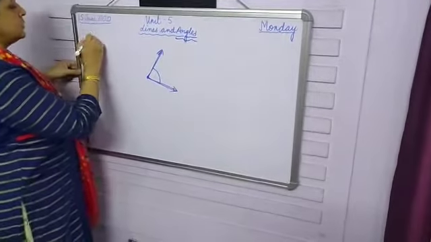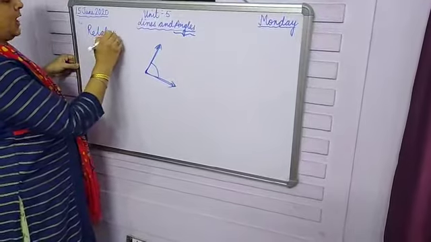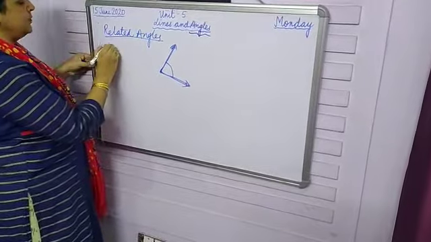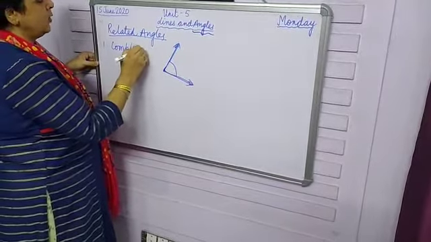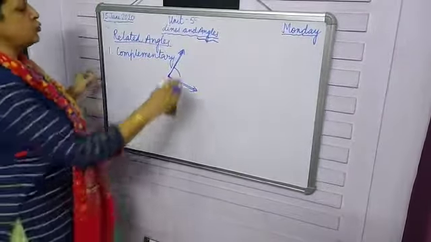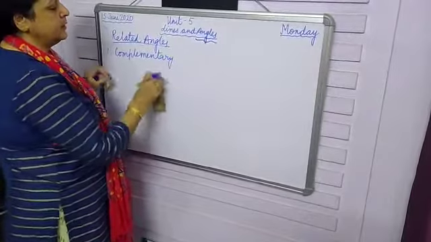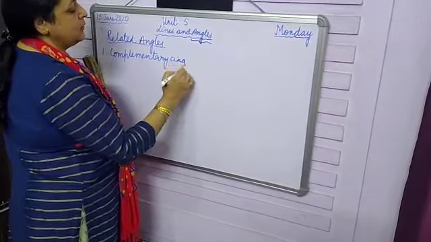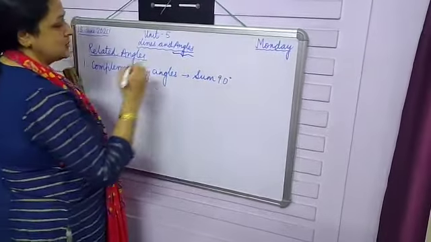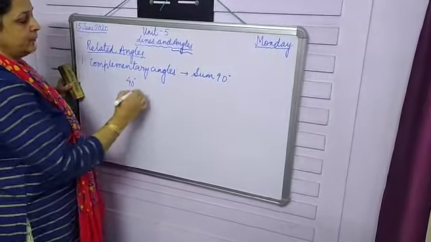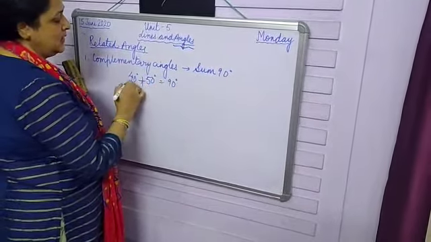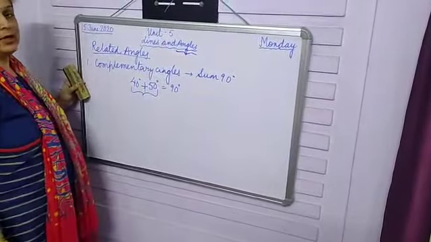Now here we are going to study about related angles, and in this category the first type which we are going to study are complementary angles. Now what are complementary angles? If two angles have the sum equal to 90 degree, then we can say that these are complementary angles. Suppose one angle is 40 degree, another is 50 degree, then what is their sum? Their sum is 90. So yes, these are complementary angles.